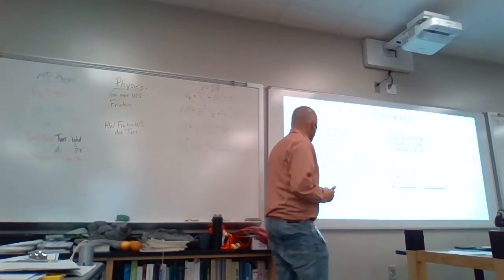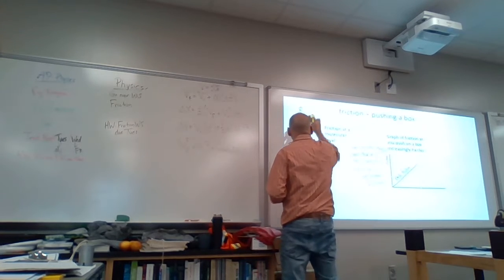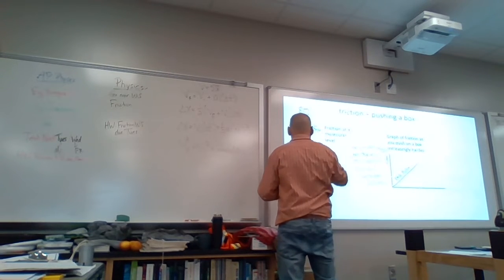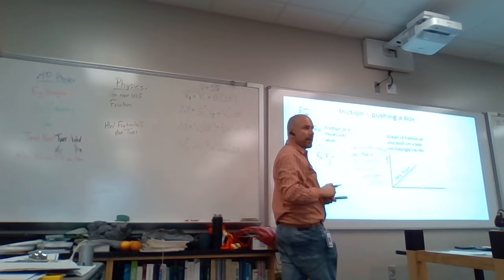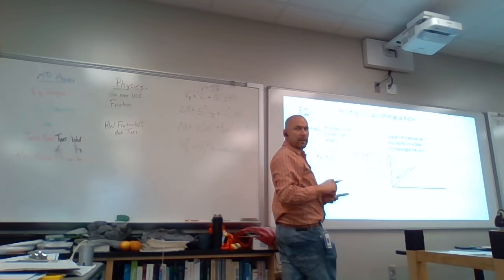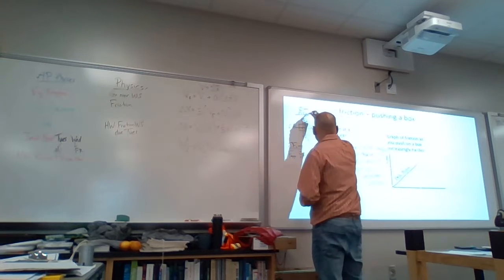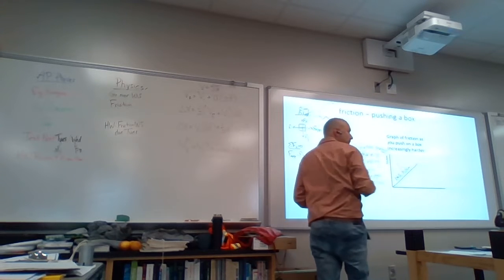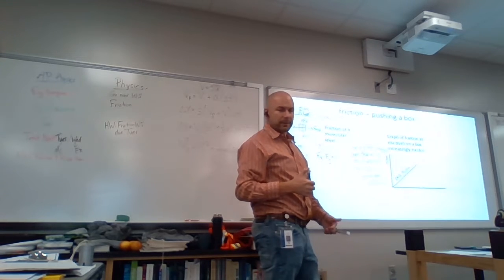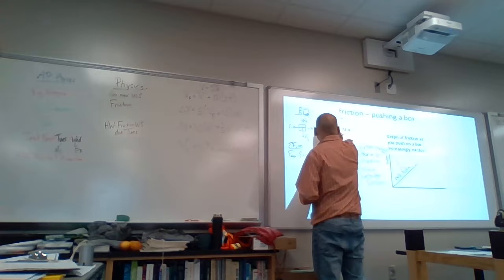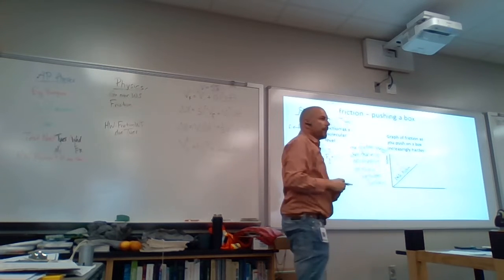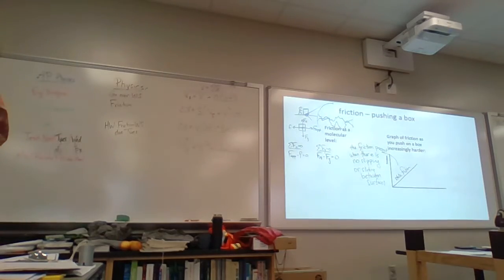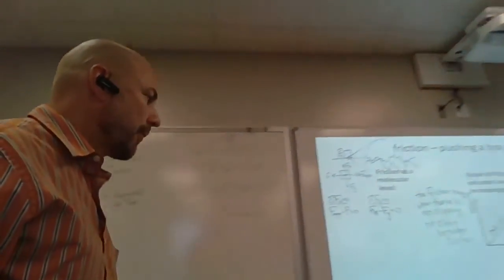Now, where does friction come from? What we're going to do is zoom in to this interaction between the box and the floor, kind of like Google Earth, zoom in at a molecular level. So we're zooming in. This is the surface of the bottom of the box. This is the surface of the floor at a molecular level. It's not smooth. It's pretty rough at a molecular level, okay?